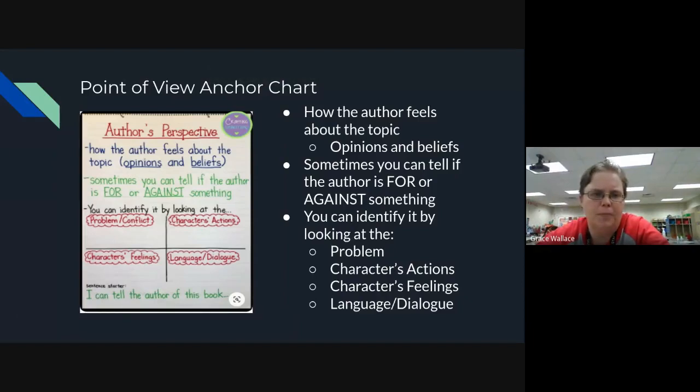Remember, the author's perspective is how they feel about the topic, opinions and belief, what they feel, what they think, what they believe. Sometimes the author is for it. In both of those stories, the author was for it. They weren't against it. Sometimes they will be against it. Sometimes they'll think that it is negative. When you're looking for that point of view, you want to look at, is there a problem? Is there a conflict? Is there character actions? What were the feelings? You just talked about that a lot. What were the feelings? And then, is there any language or dialogue that can help me?